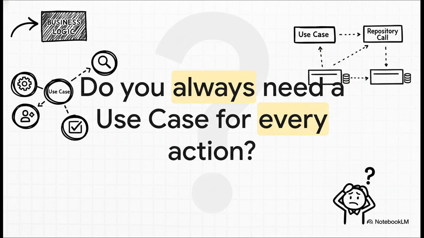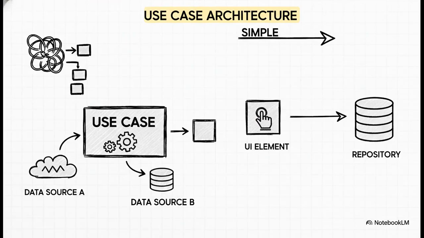So this leads to a question that comes up all the time. If the domain layer is all about use cases, does that mean I really have to create an entire new class just for a super simple action, like fetching a list of items from the database? And the answer is definitely not. Look, creating a use case class that has only one line of code in it, which just calls the repository, that's what we call boilerplate. It's just adding complexity for no reason.